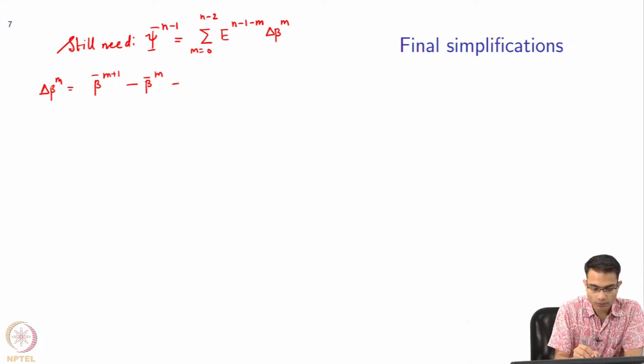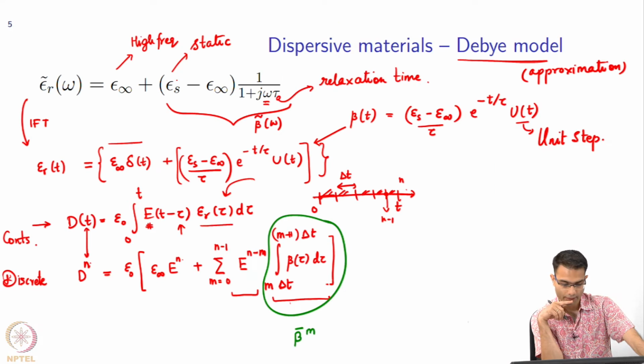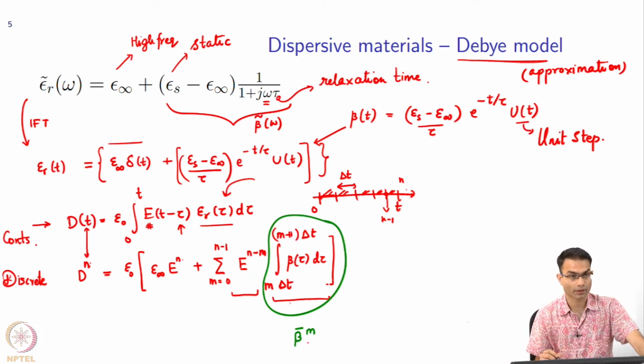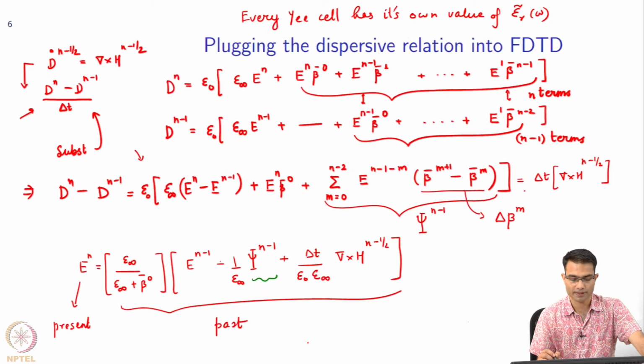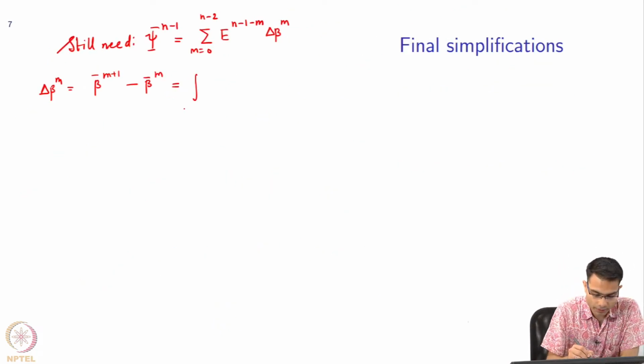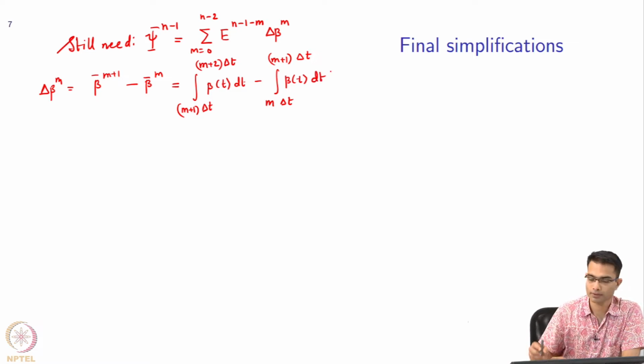And now I need to substitute the definition of beta bar. So, what was beta bar? If you remember, I think we had defined it over here, right, in the green font. Beta bar m was the integral of beta over one time instant, right. So, let us just use the definition of this beta bar. So, this integral will be from which time instant to which time instant? M plus 1, right. So, m plus 1 delta t to m plus 2 delta t, and I am going to have a beta t dt. Similarly, m delta t to m plus 1 delta t beta t dt, okay.